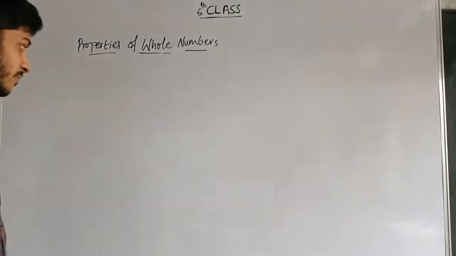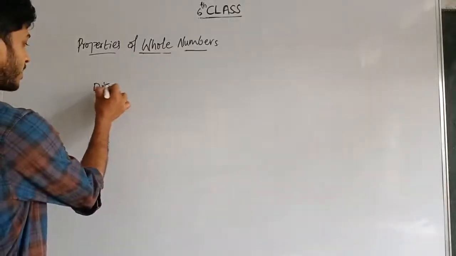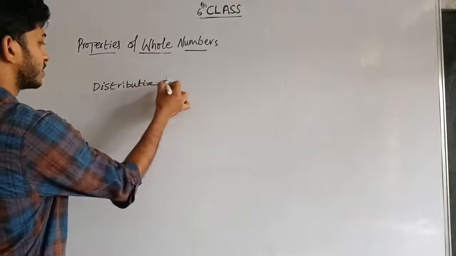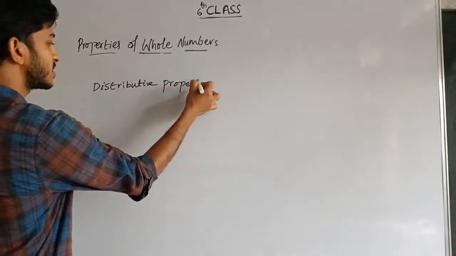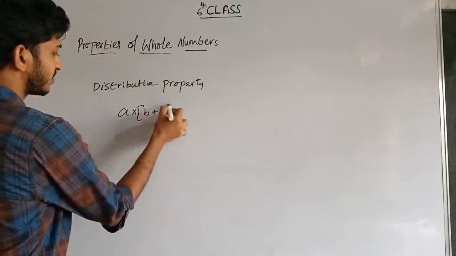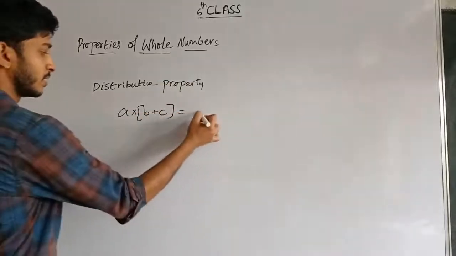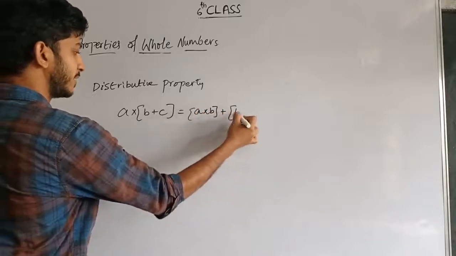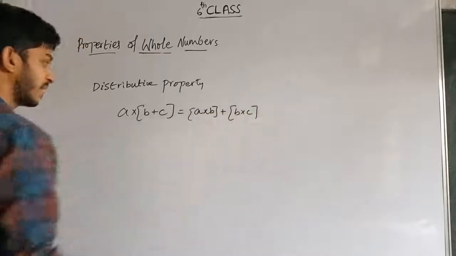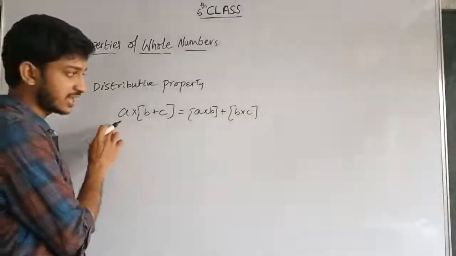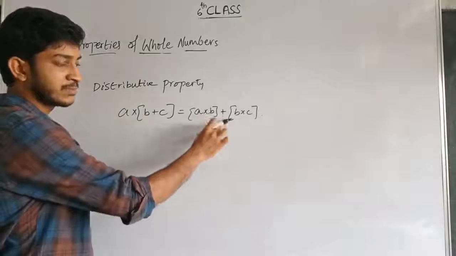Okay, see here, next property. The next property is the distributive property. This is a very important property. The statement is A into (B plus C) must be equal to A into B plus A into C. If you take any three numbers, the sum B plus C multiplied with A must be equal to A into B plus A into C.